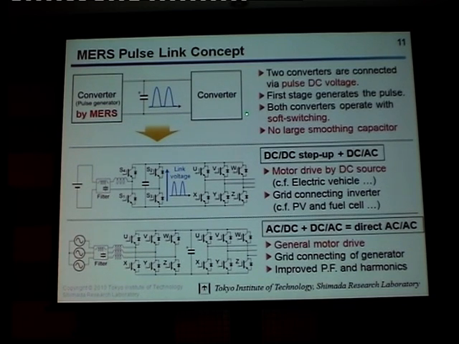So we can apply this concept, for example, to two applications: from a DC source to three-phase output, and from a three-phase AC line frequency utility line to variable frequency AC output. From a DC source, we can apply it for motor drives, for example, electric vehicles, and grid connecting inverters for photovoltaic or fuel cells. And this AC to AC direct converter can be applied for general motor drives and grid connection of generators.